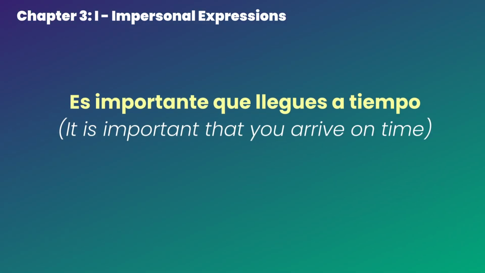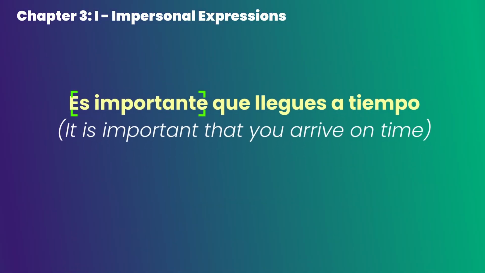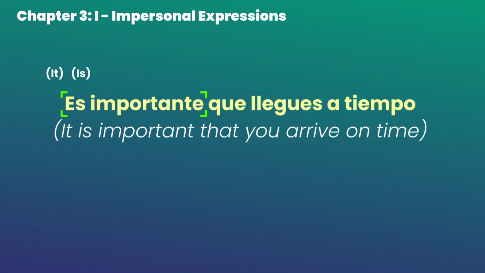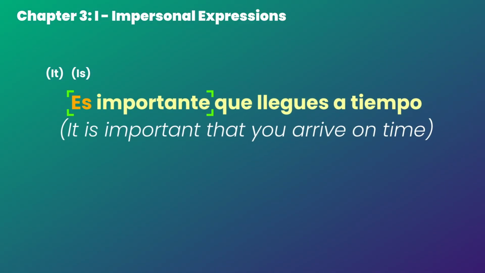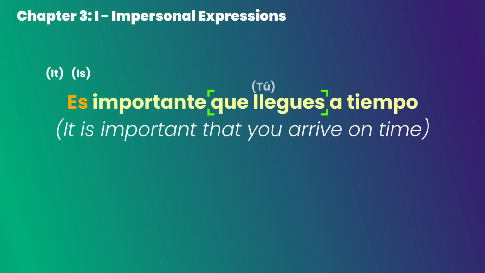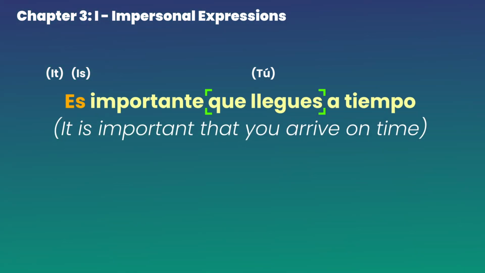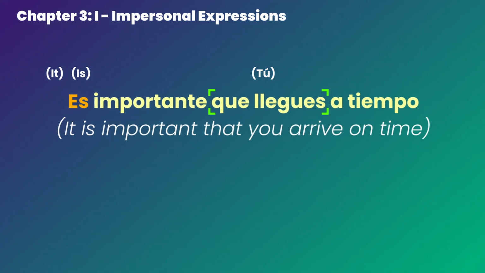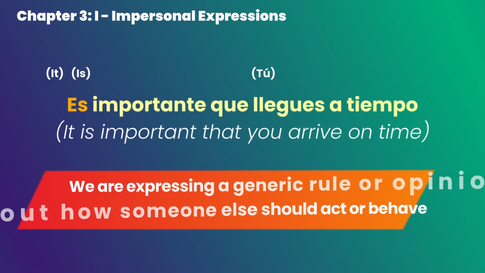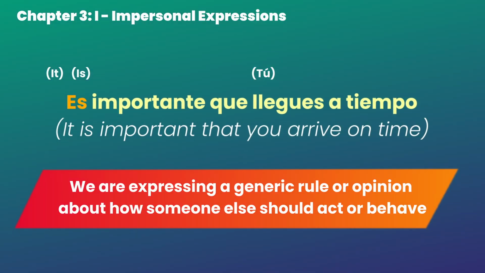Es importante que llegues a tiempo. The subjunctive structure is preserved as always. Maybe it's not obvious at first, but es importante has our first subject, that is, it, and the first verb, which is, both of which come from a simple es. This is our main clause, conjugated in a normal indicative form, and llegues expresses the subordinate clause, conjugated in subjunctive form. It might not be obvious that we have a two-subject structure here at first glance, because we're not talking about me or Carlos. In this example and others in this impersonal expressions section, we are expressing a generic rule or opinion about how someone else should act or behave, which is exactly what subjunctive is.